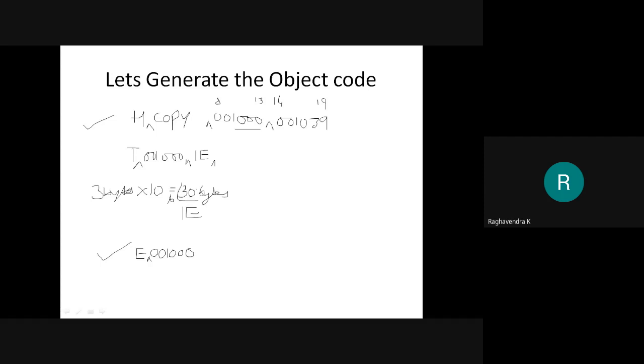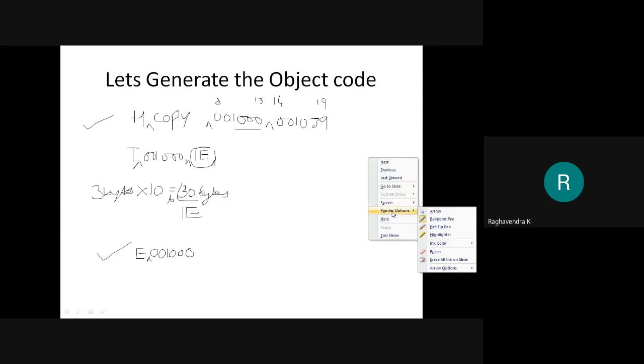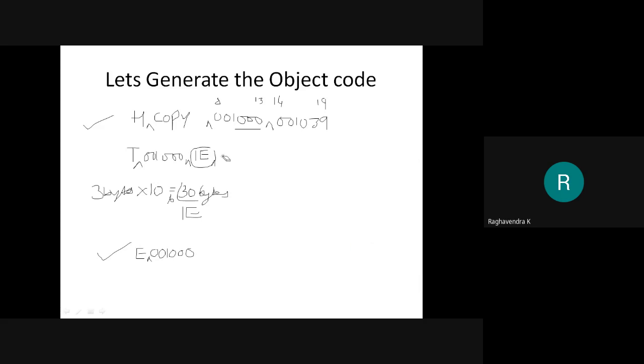How do I get that? As I said, in one text record I can have 10 instructions, or you can have any number of instructions. For example, if you have only 3 instructions, 3 instructions means how much size? One instruction is 3 bytes, so 3 threes are 9. So you will have 9 here. Got it? So this is how we are supposed to write the text record.